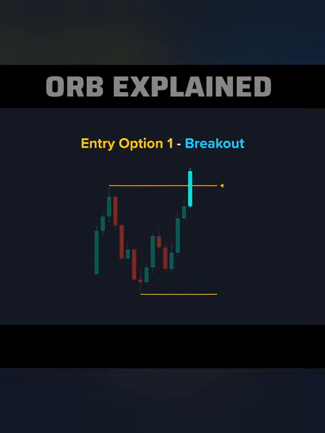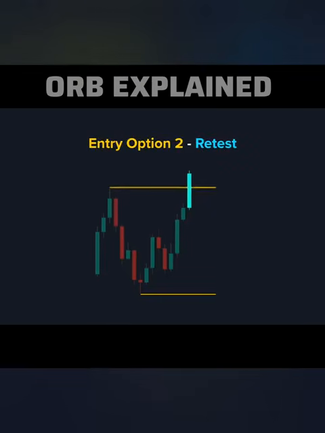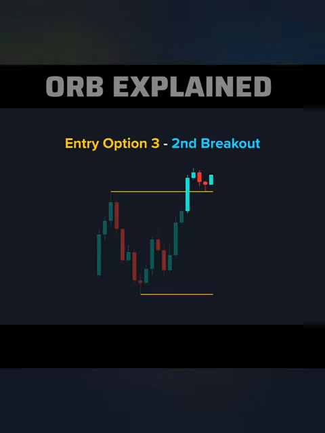So this leads us onto the next entry option, which involves waiting for the market to push back down to the ORB range for a retest, to see whether the resistance level will now be respected as support. And if it seems as though the market is respecting the level, this offers another opportunity to enter into a long trade.